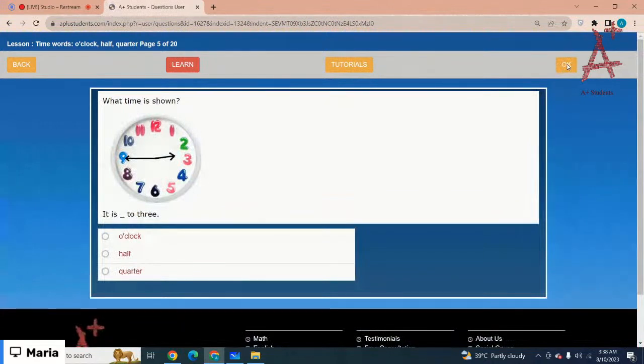Okay, what time is shown? Which is the correct option? You can see the hour hand is pointing to 3 and the minute hand is pointing to 9. 9 means 45, right? So it is 2:45. That means you have 15 minutes to 3, because the hour hand is between 2 and 3, before 3. So it would be quarter to 3. The correct option is quarter to 3.